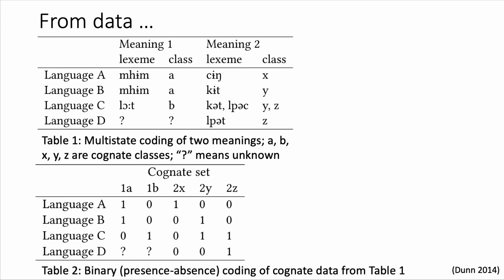So for phylogenetic inference, the cognate classes are made binary, such that ultimately we create a binary column for each cognate set in the table. This can be observed in Dunn's table 2. So thinking back about meaning 1 in language A and B, you can see that there's now a column in our table 2 called column 1A, for which language A and language B both have 1, right? Language C has a 0 there because it actually has a word that belongs to a different cognate class, 1B. And language D has a question mark because there is no data for that language.